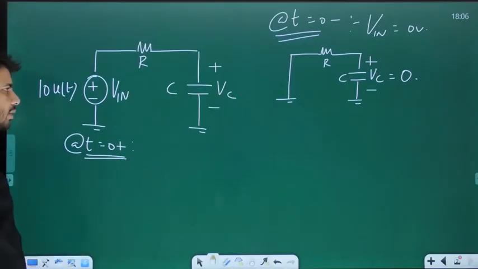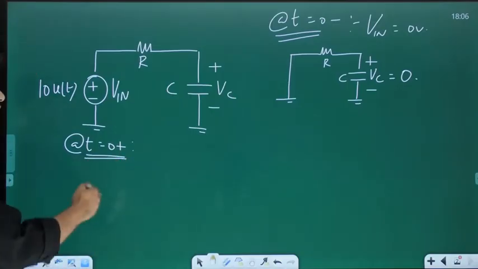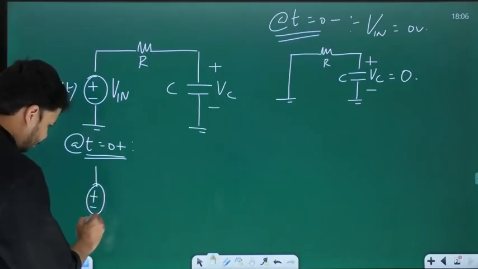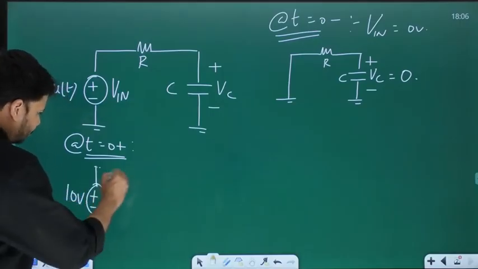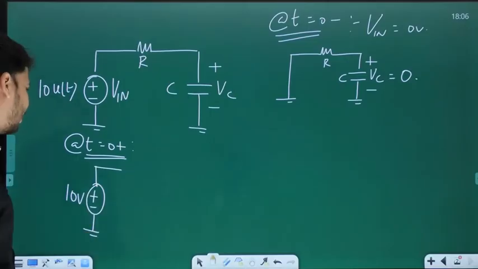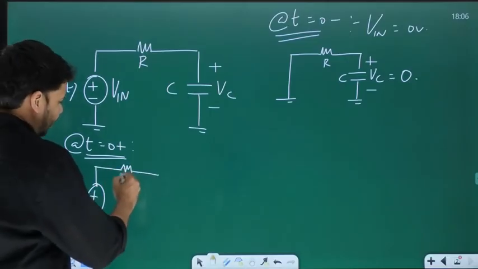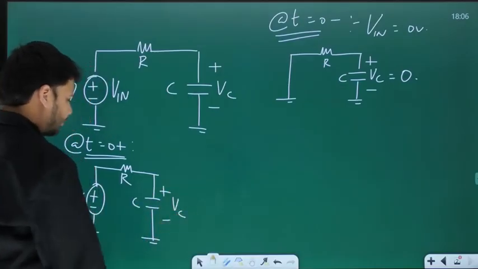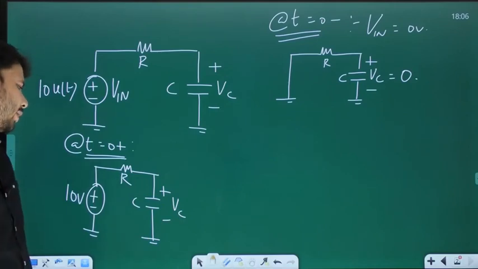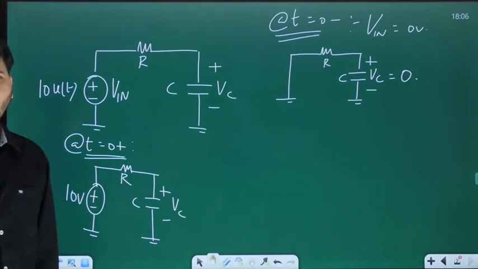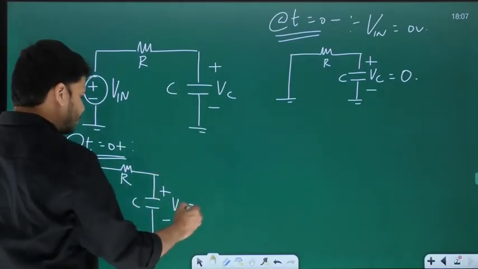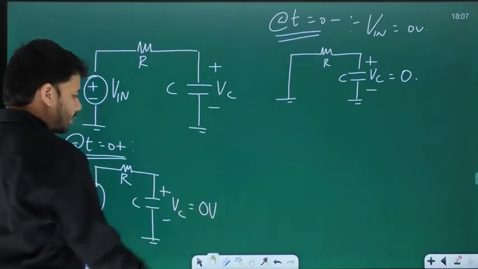Now, let us also draw the circuit at t equal to 0 plus. Just after t equal to 0, what is the value of Vn going to be? Will it not be 10 volts? Yes. So in place of Vn, I have drawn a 10 volt source, and then we have the RC circuit. And this is Vc. Just tell me, what is the value of Vc going to be at 0 plus? Will it not be same as Vc at 0 minus, which is 0? So at 0 plus as well, Vc is going to be 0.